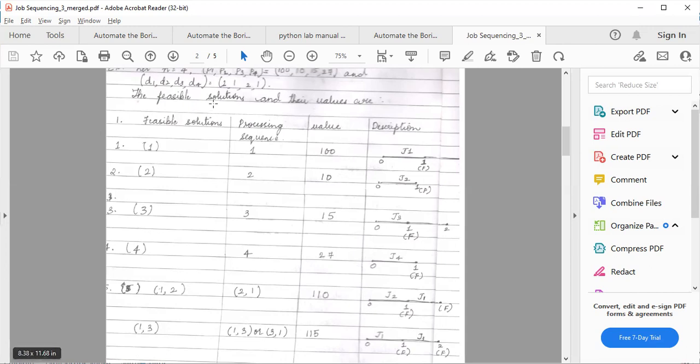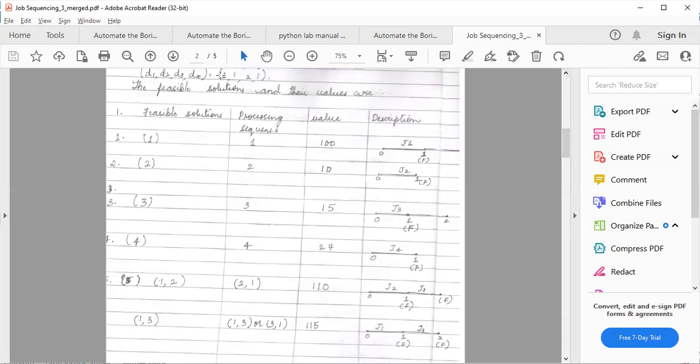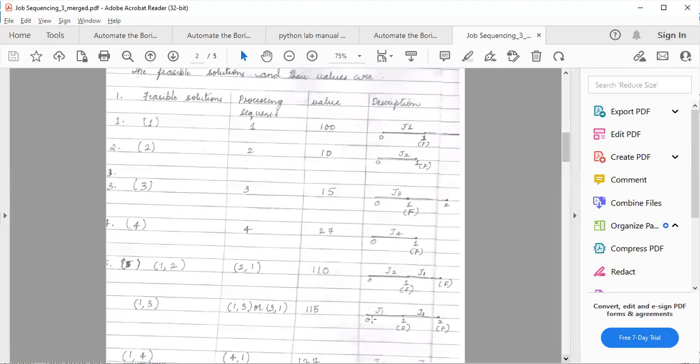Again, let us consider 1 and 3. 1 and 3 both have the same deadline, so it doesn't matter what the sequence is, whether you take 1 or 3. Let us see how this is going to be done. From 0 to 1, job 1 is going to be done, for example job 1 first. Job 1 has a deadline of 2. As I told in the previous slide, 1 unit of time is given for each of them. Since the deadline is 2, and 2 is greater than 1, it can be completed satisfactorily.